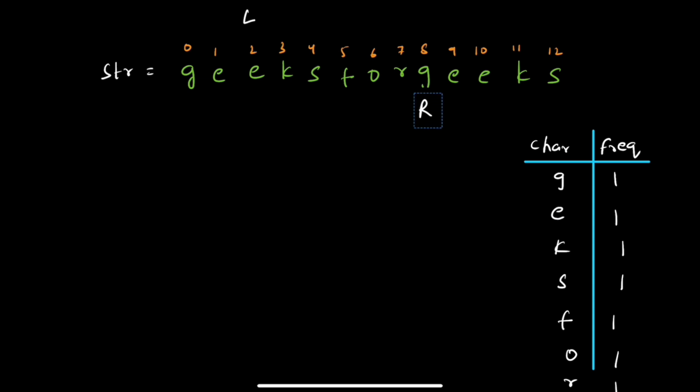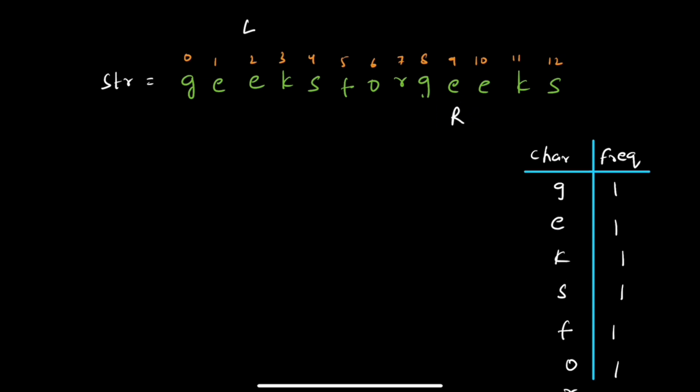Again, let's expand the window. So R will be one step ahead. Now we have a character E, right? So we need to increment its frequency. So the frequency will be 2, right? Now if we check, we have a frequency of 2, but our frequency should be less than or equal to 1, right? So we'll try to shrink our window.